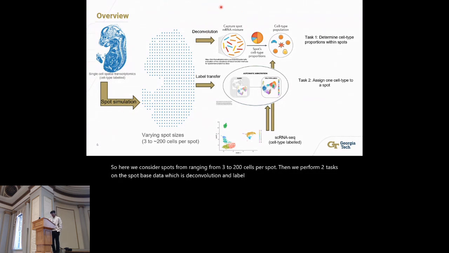So the first, deconvolution, is breaking down the spot into its constituent cell types, which we label as task 1, which is to determine the cell type proportions within spots. And then we perform label transfer, which is to assign each spot a single cell type label. Both of these tasks require a reference data, which in this case we use a single cell RNA-seq data, which has cell type labels.